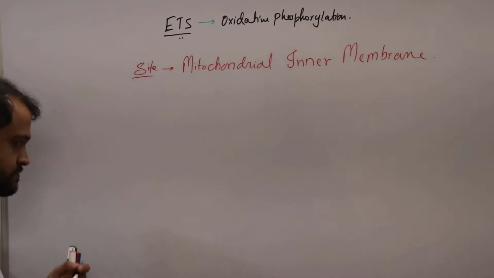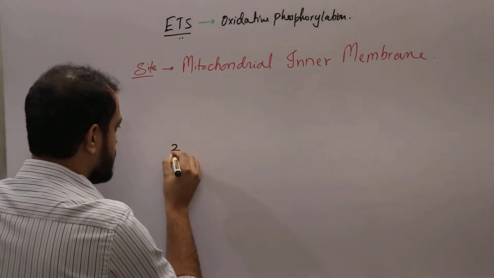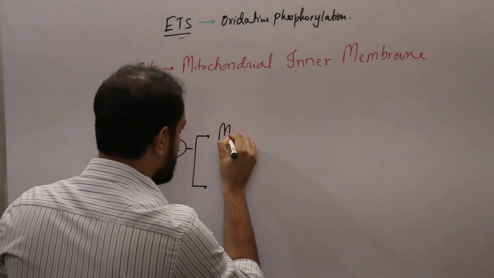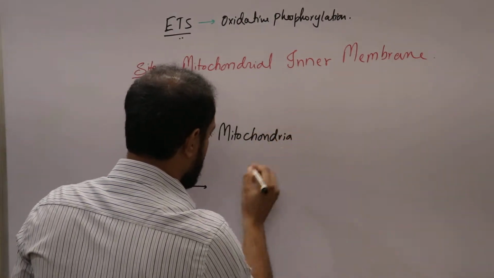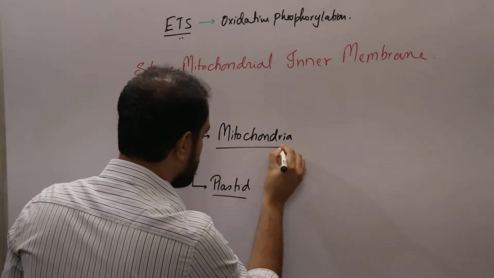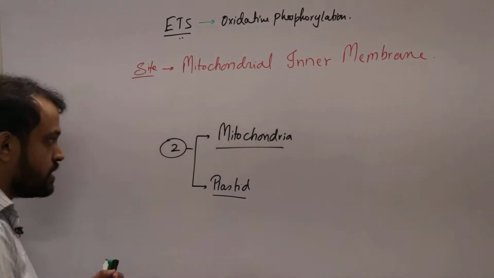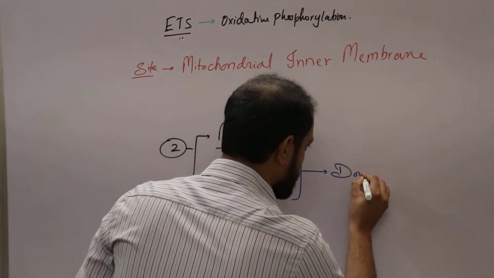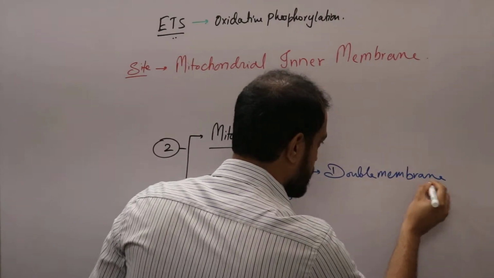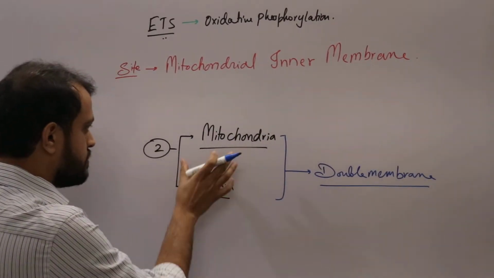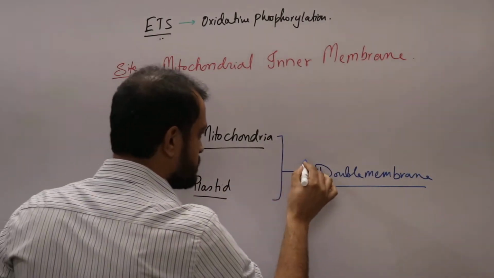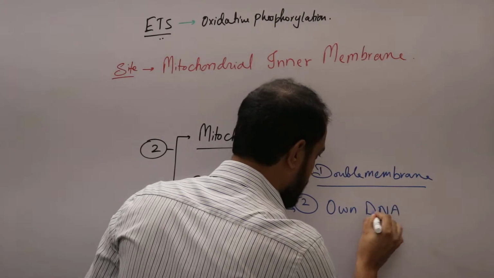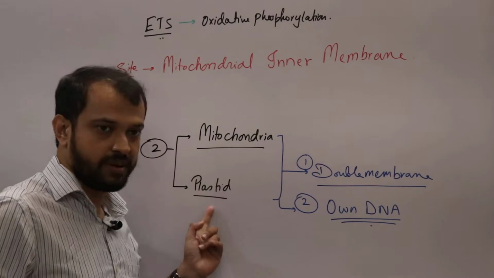Now, you know something, there are two organelles which have a peculiar structure, and these two are called mitochondria and plastid. You know what is common between these two? The common thing is that both mitochondria and plastid have a double membrane. Second, they have their own DNA. Those are the two unique things about mitochondria and plastid.